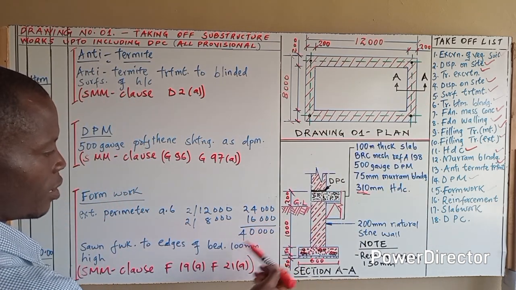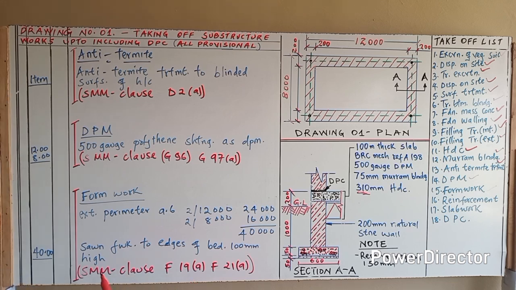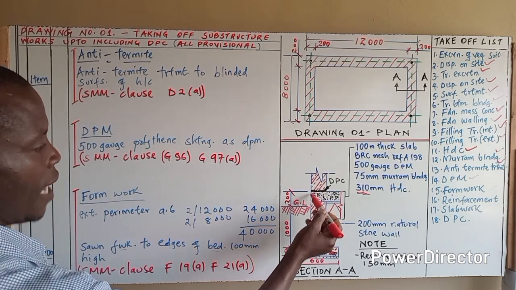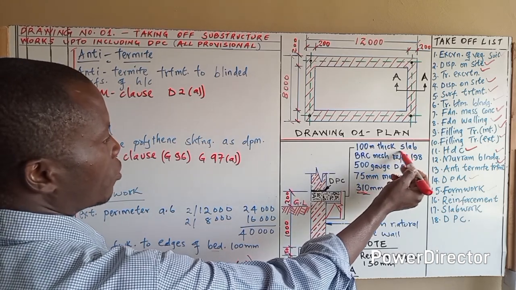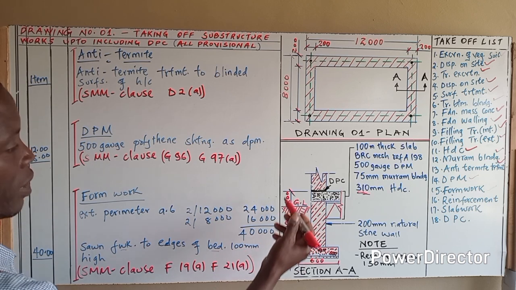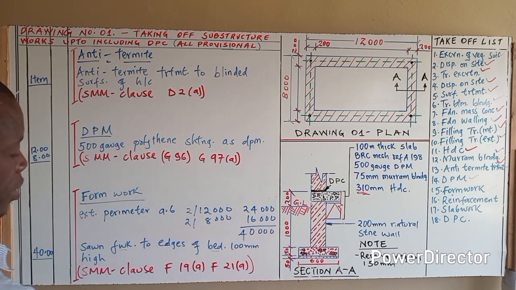So if you add this, you get 40,000 millimeters. So if you book that, you book it as 40.00 meters. Now explaining that, it is shown formwork, this one, to edges of the bed, that is 100 millimeters high, this one now. So you do it as the thickness of the slab now, this one. So if you read SMM clause F19A and F21A, you'll get more information how the formwork are being constructed just before pouring the concrete slab.